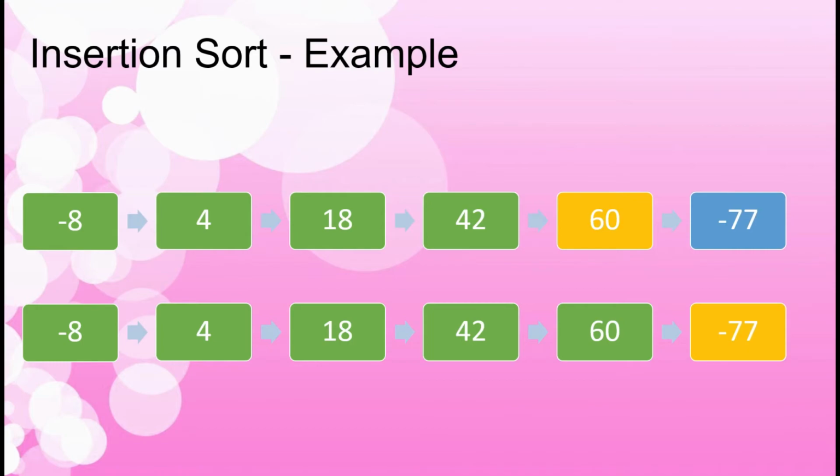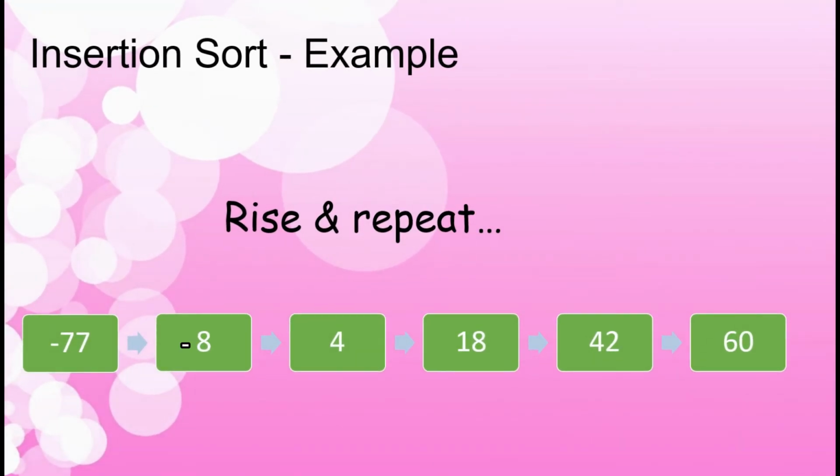So the unsorted partition that is left has two elements, the 60 and the minus 77. We compare the 60 with the 42 and we see that the 60 is larger than the 42. So the 60 is at its correct position. And the only element that is now left unsorted is the minus 77. So we rinse and repeat, we do the same procedure, and at the end we have the minus 77 as the first element, then the minus 8, then the 4, then the 18, the 42 and the 60.